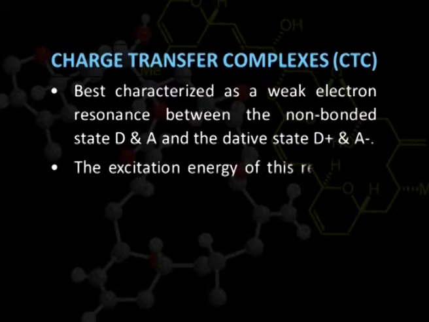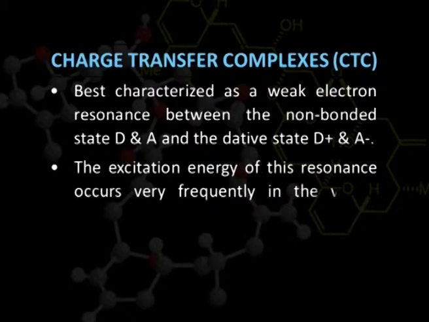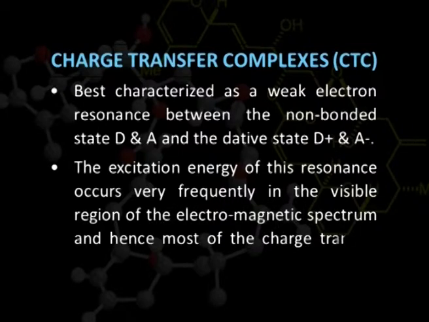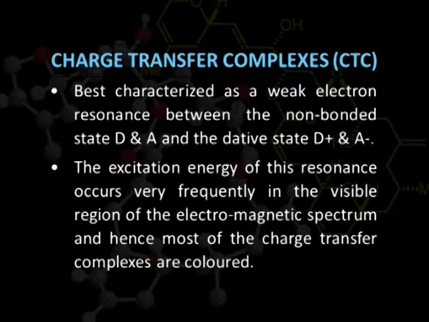Here we can see that D plus means the donor has already transferred its electron and hence it has acquired a slight positive charge, and the acceptor has accepted the electrons. Therefore, it is becoming negatively charged. So, charge transfer interaction between donor and acceptor takes place. Excitation energy of this resonance occurs very frequently in the visible region of the electromagnetic spectrum, and hence most of the charge transfer complexes are colored.